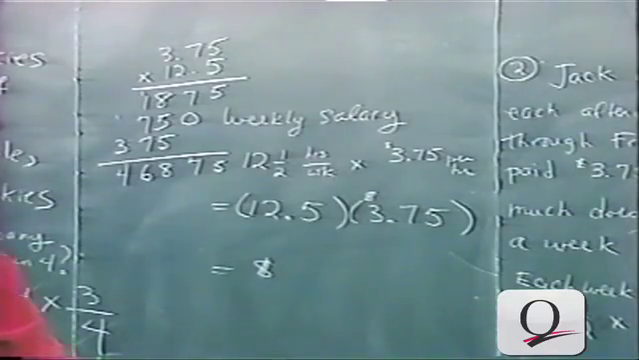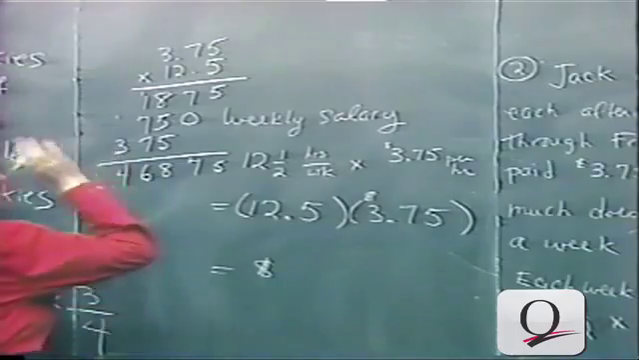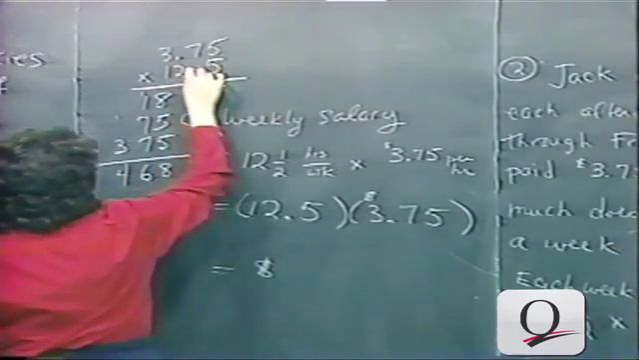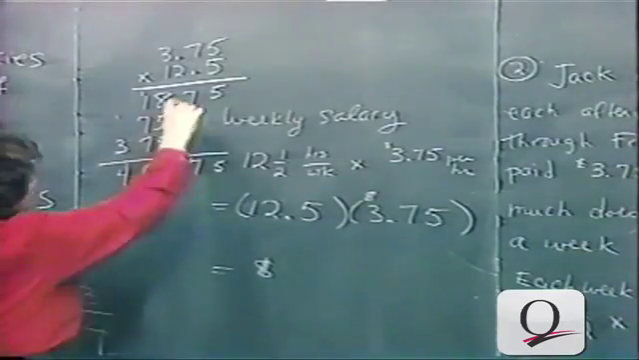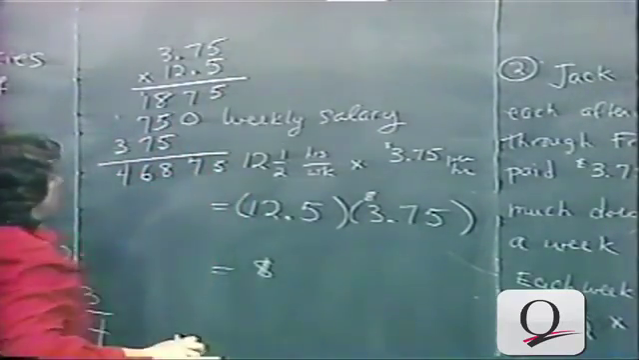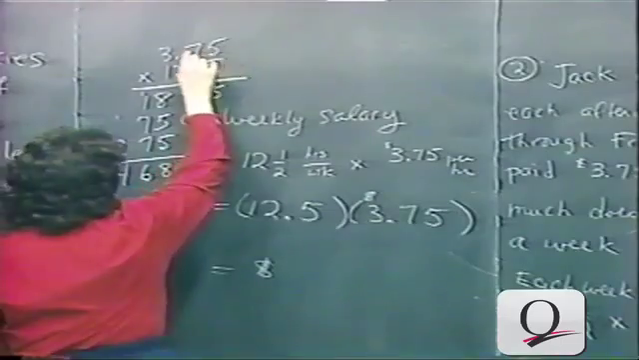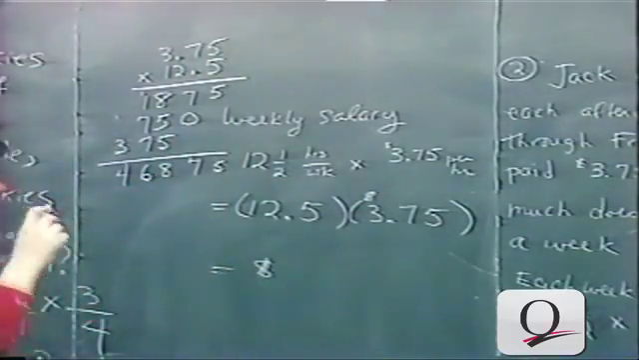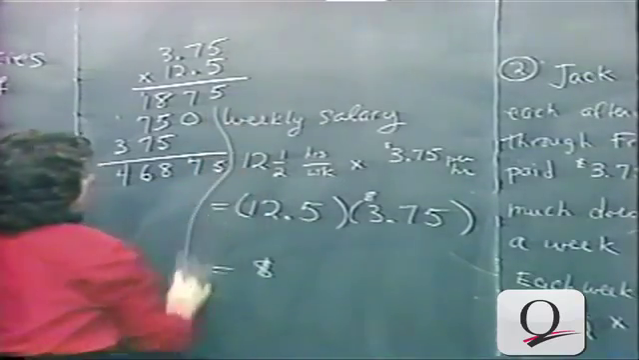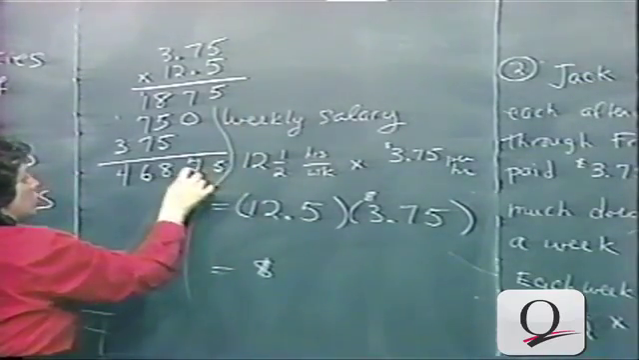Okay, before you start thinking what a terrific job this guy has, remember that where you place the decimal point in the answer depends on the number of decimal digits you have in the factors. There were 2 decimal digits here and 1 decimal digit here, 2 plus 1. So the answer has 3 decimal digits. Okay, so 1, 2, 3.